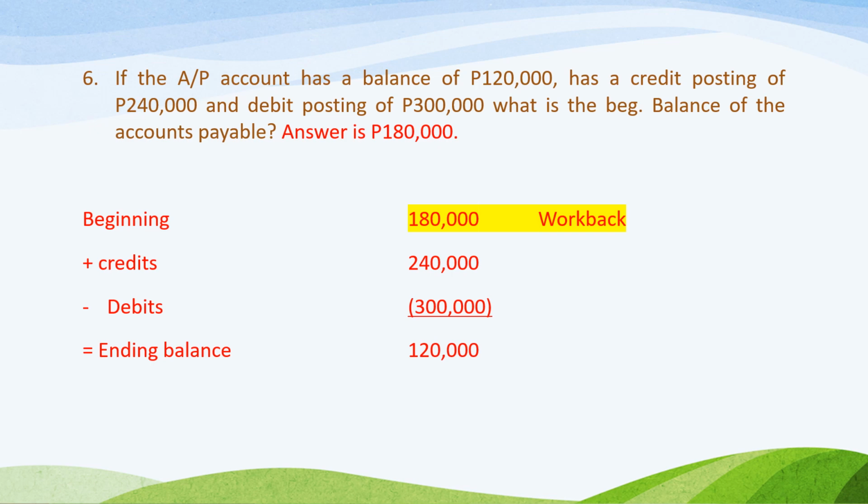So, to get the amount, which is the beginning balance, we will do the work back. So, work back means we will start here at the bottom and then mathematically reverse the mathematical operation. So, therefore, we have here from the bottom, ending balance of 120,000 plus the 300,000 minus 240,000. So, we arrive at 180,000 beginning balance, which is we work back in our computation.